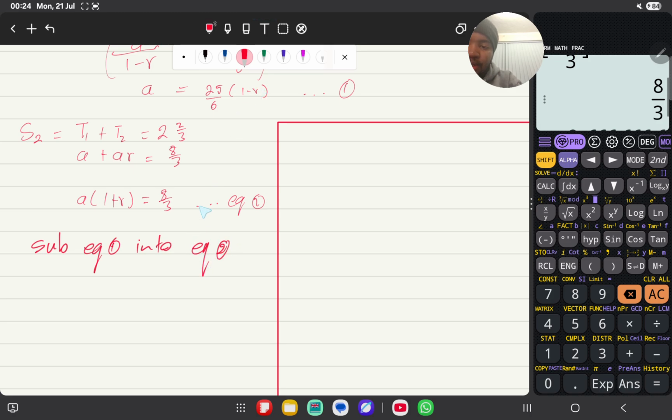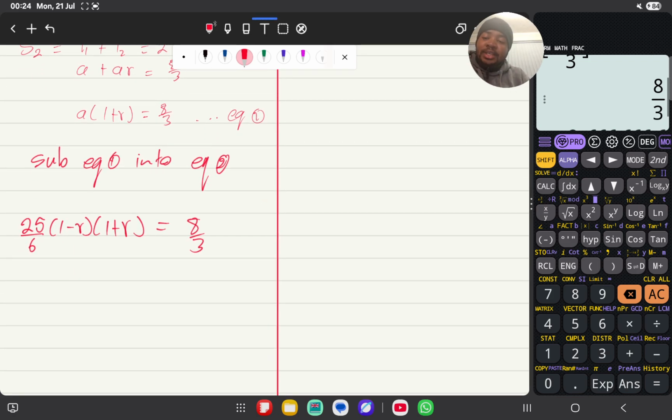Right, 1 into 2. So we have a equals to this, and we have a here. So we do that. Where we see a, we put 25 over 6, 1 minus r, 1 plus r, and then you have 8 over 3. Right, so yeah, usually when you have such things, you want to get rid of your denominators, né?